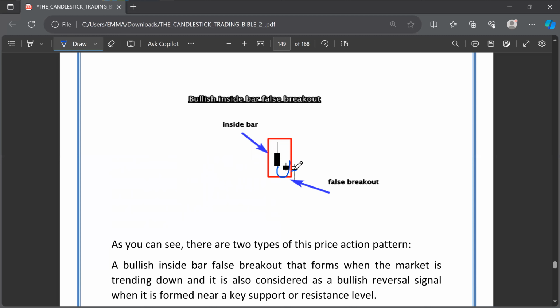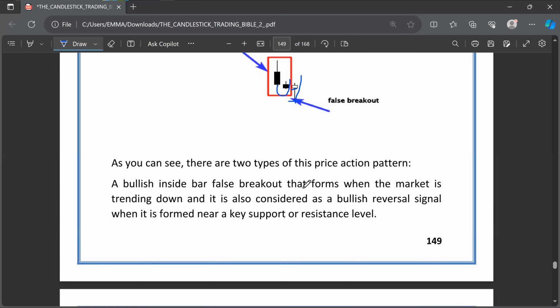It opens here and behaves as if it's actually going to go down. It comes down to this point. The time we realize, within some minutes, boom, it moves up, taking you out. So as you can see, there are two types of this price action pattern.